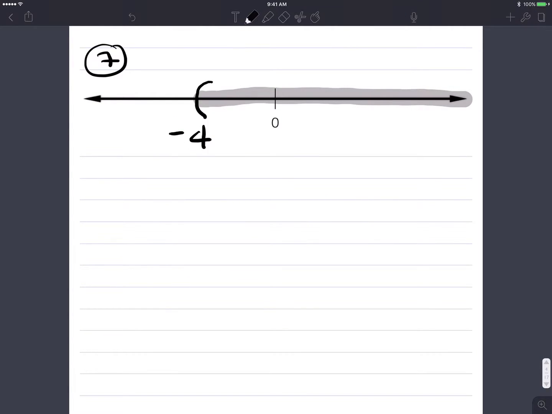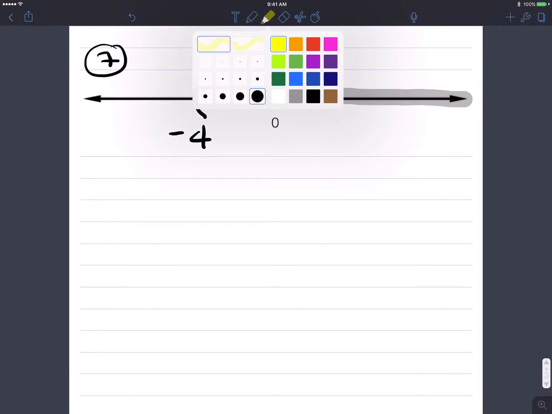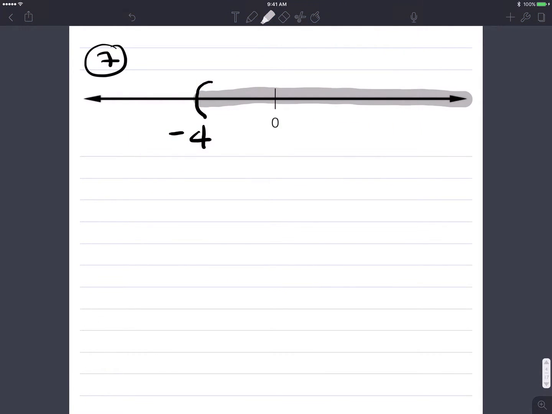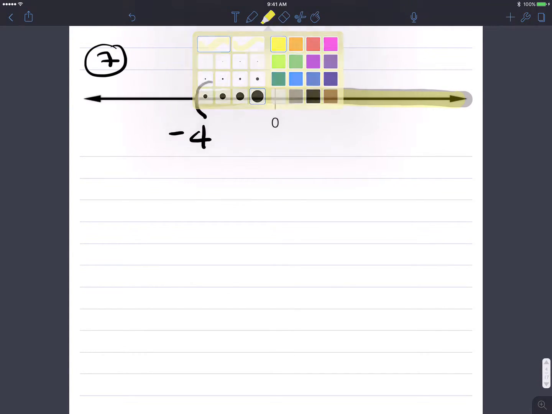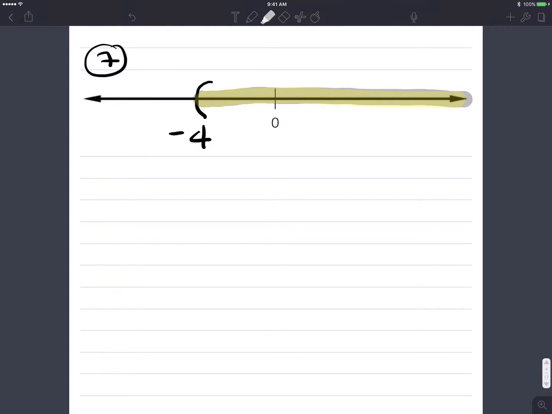We are looking at a shaded graph of numbers that are bigger than -4. That's because every number to the right of -4 is shaded here on the real number line. What we're doing here is also notating that we do not include the number -4 because this is a parentheses.